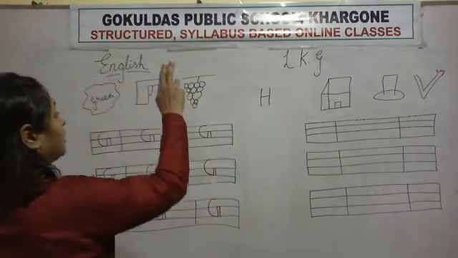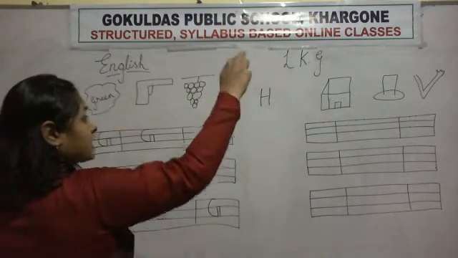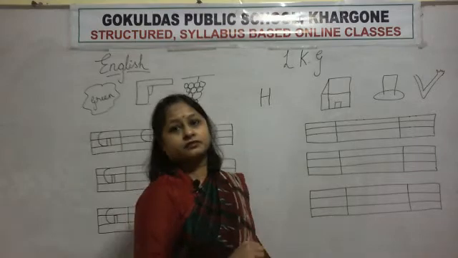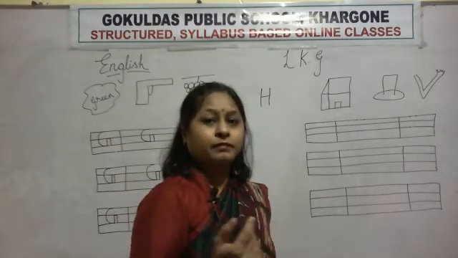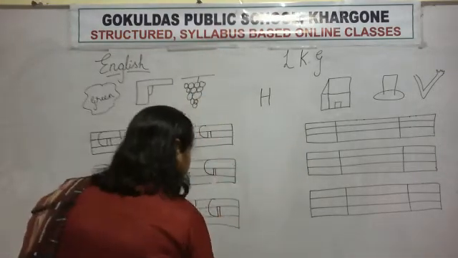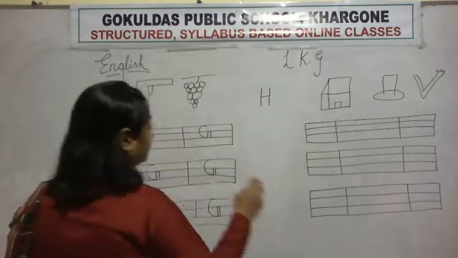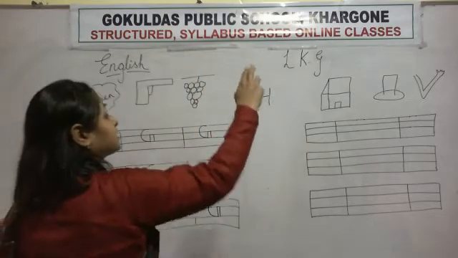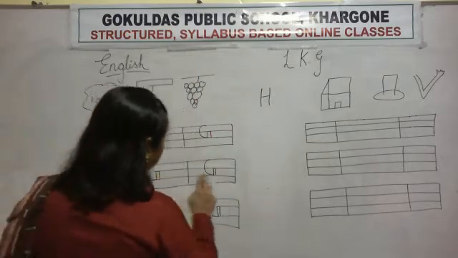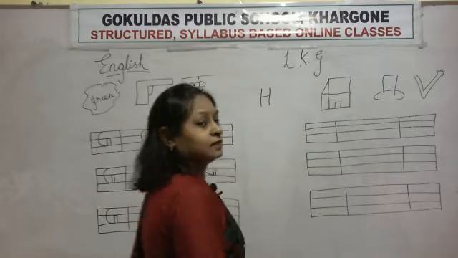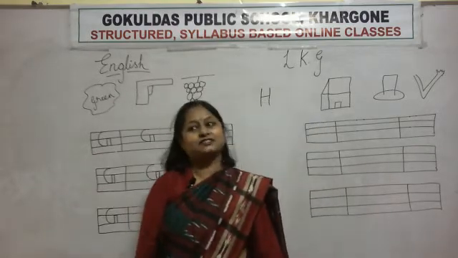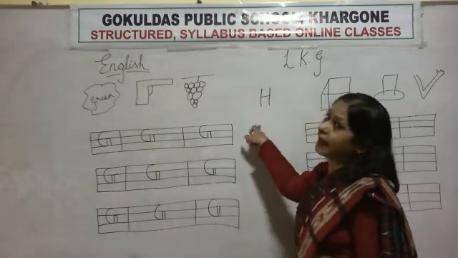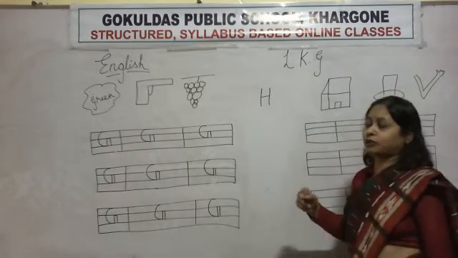Okay. H. Standing line. Standing line. Then sleeping line. H. How will you make it? Make with me. Standing line. Standing line. Sleeping line. Okay. H. Which letter is this? H.